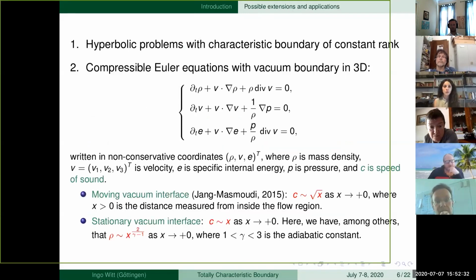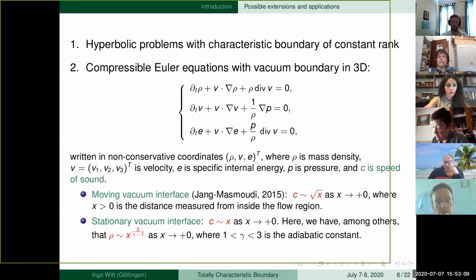So possible are extensions and applications. First of all, of course, there's a long-standing open problem of treating hyperbolic problems with characteristic boundary of constant rank. If the boundary matrix has maximal rank, that is the non-characteristic case, which is sort of understood by, for instance, the uniform Lopatinski condition. Now we are at the other end, and there are some results in between, but there is no final definite result so far. So maybe this work can contribute to that problem.